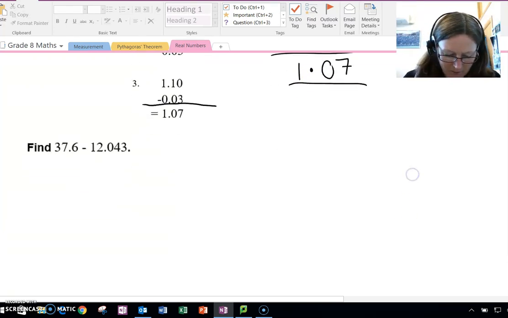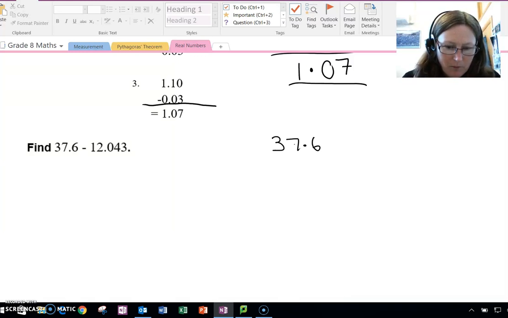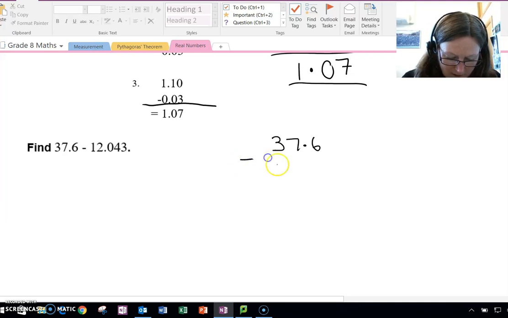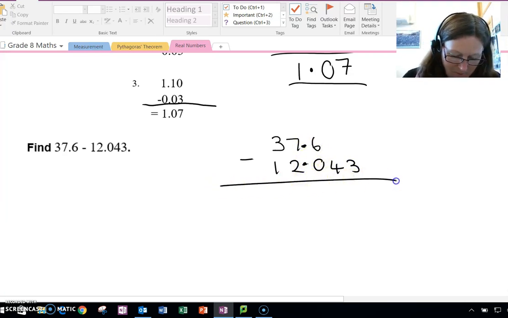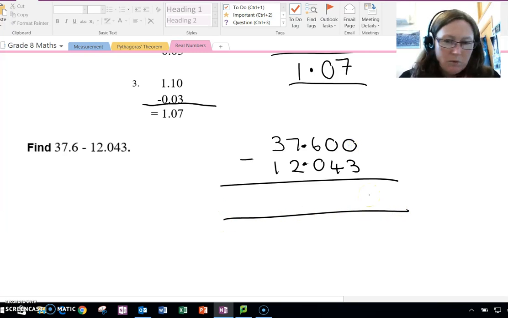Let's do another example. We've got 37.6 and we subtract 12.043. So my first step, I write it out but I line up my decimal point. So it's 37.6 subtract 12.043. So I've written it with the decimal points lined up. I then pad with zeros. So when there's nothing there, I put a 0. I now do normal subtraction.